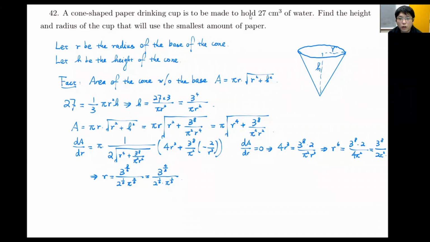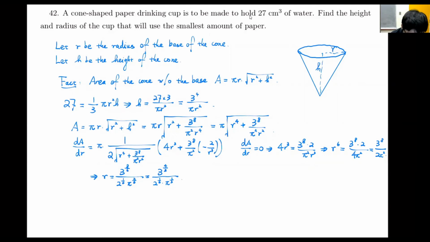So the next step is to determine if this number gives a maximum or a minimum. And for this problem, you could actually do it in both ways. So the first way is obviously to use the closed interval method. I think that this is probably easier.